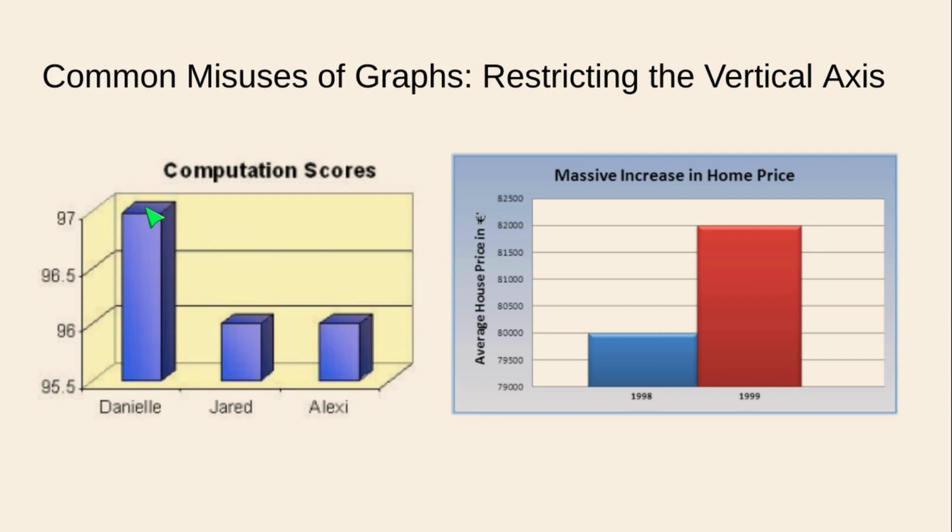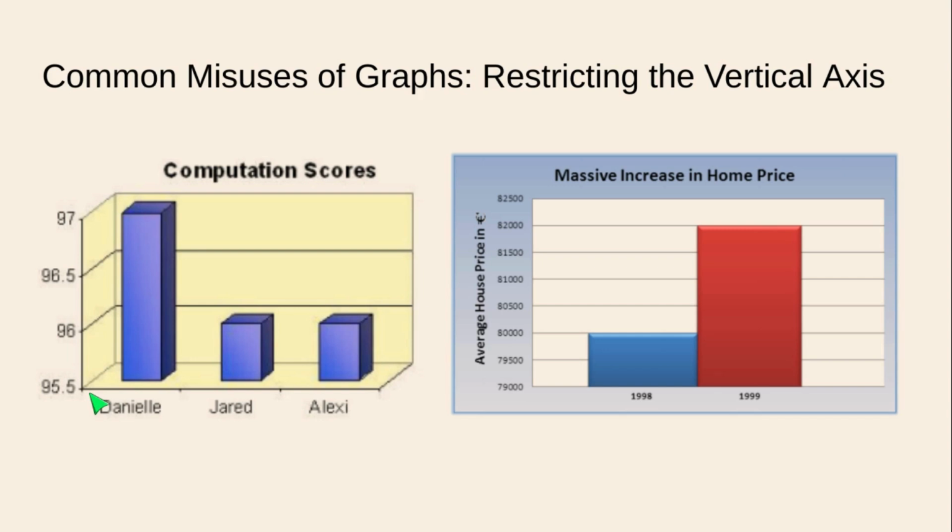This is a deceptive graph. Is it mathematically incorrect? No. Danielle could have gotten 97, and Jared and Alexi could have gotten 96. Here's the problem. Look at that y-axis. It only contains a range of 1.5. All right, the difference between the highest value and the lowest value is 1.5. Okay, that is not a good graph if these are test scores.